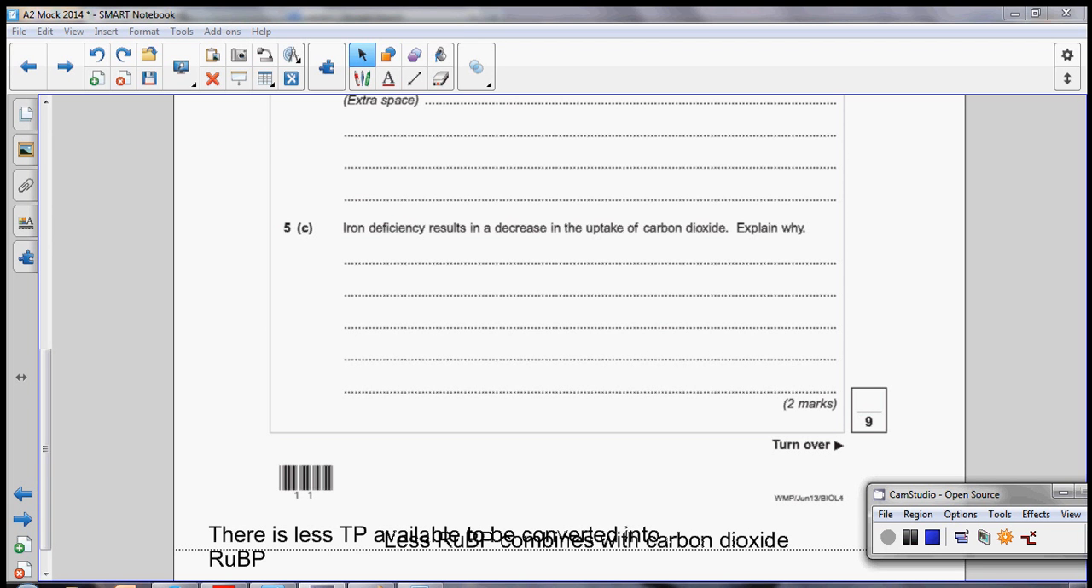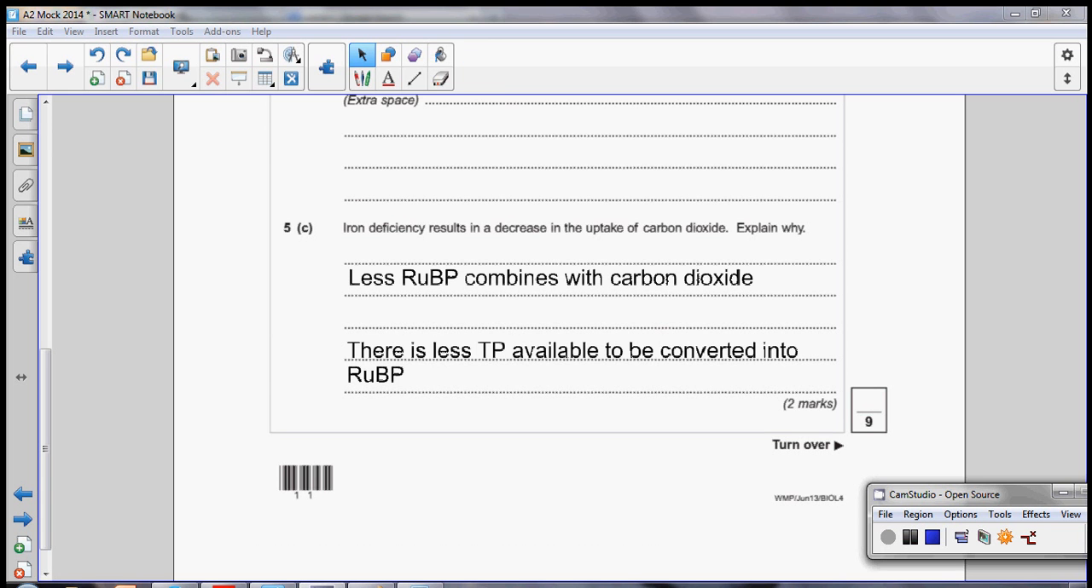Now, the answer to this is that because TP is required to regenerate the RuBP, by reducing the production of triose phosphate, there's going to be less ribulose bisphosphate available to combine with carbon dioxide. So the answer should look something like this, 1 mark for each point.